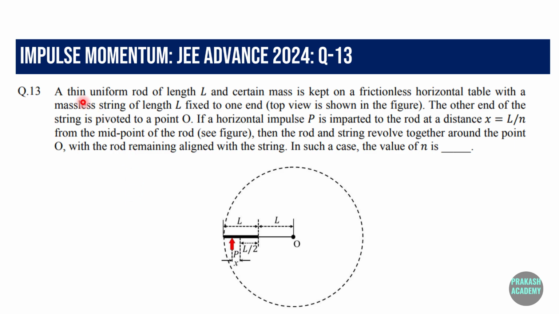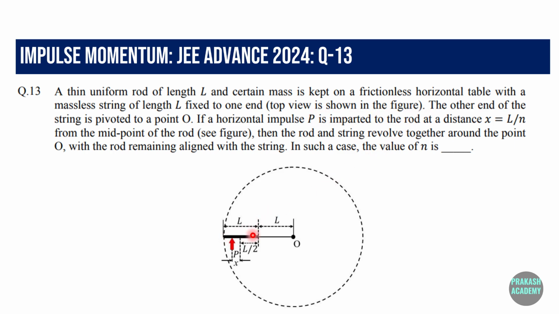This problem is related to the concept of impulse momentum as well as angular impulse and angular momentum. So the question says, a thin uniform rod of length L and certain mass is kept on a frictionless horizontal table with a massless string of length L fixed to one end. Top view is shown in the figure.